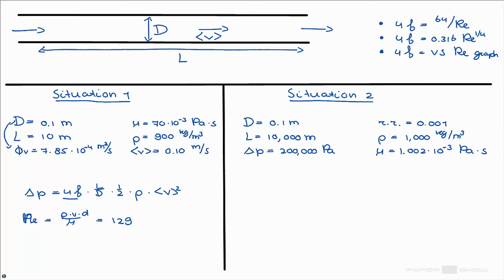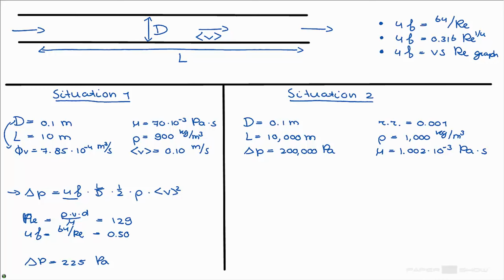This means we're in the laminar flow regime, and therefore we may use 4F is 16 over Reynolds, so that is then 0.50. And we can just fill this in our Fanning equation and find the pressure drop, which is then 225 Pascal. Not much, but also the length of the pipe is not so much, so it is as expected.